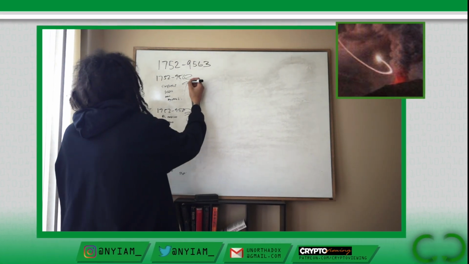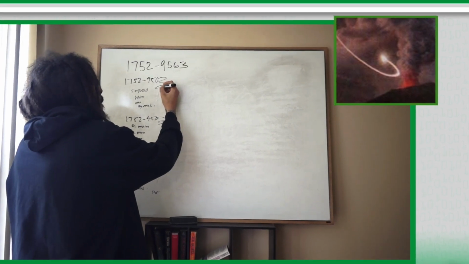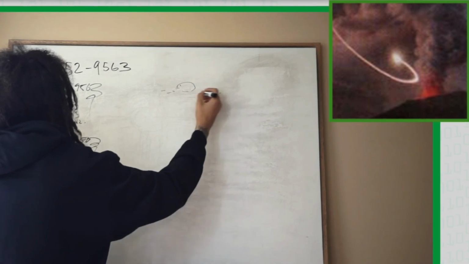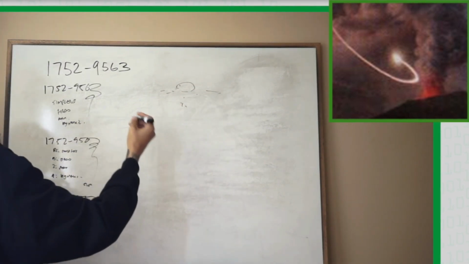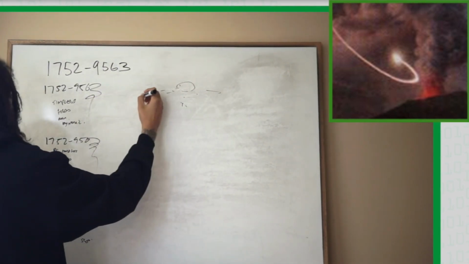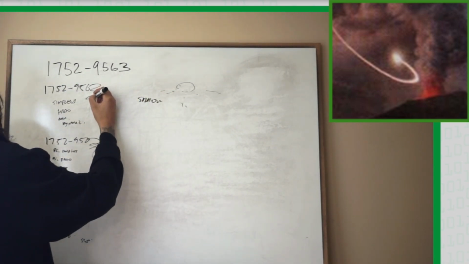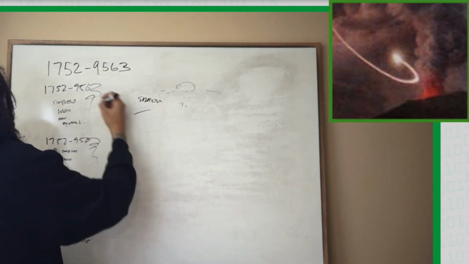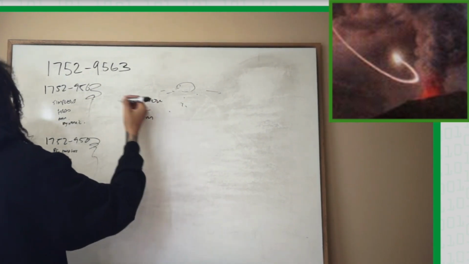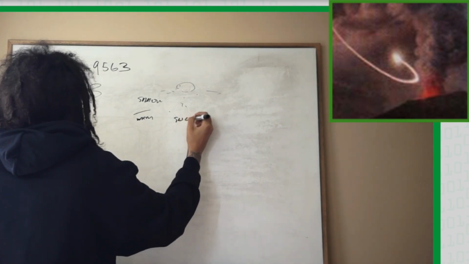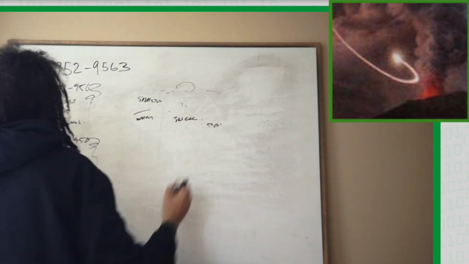Visuals. I see something circular. Sounds. I got like a shh. Smells. Temperatures. Warm. Textures. Slick. Stuff.